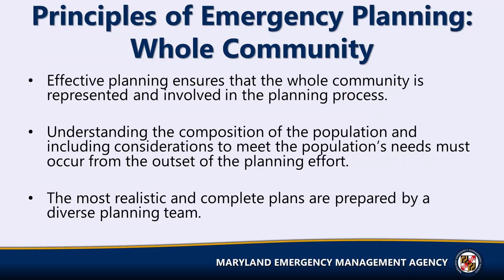Effective planning ensures that the whole community is represented and involved in the planning process. Understanding the composition of the population and including considerations to meet the population's needs must occur from the outset of the planning effort. This includes planning for people with disabilities and others with functional and access needs, including people with physical accessibility or language requirements, children, and people who use service animals, among others.